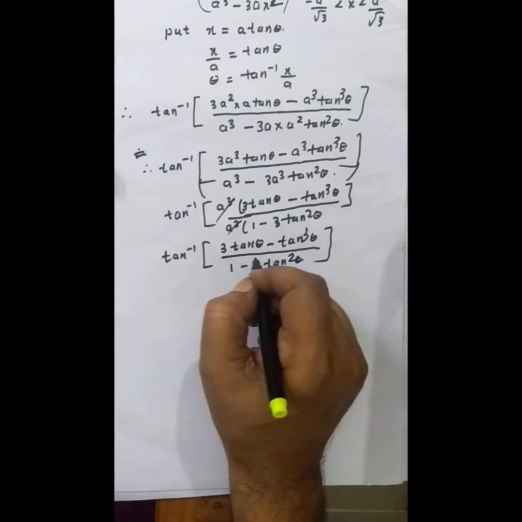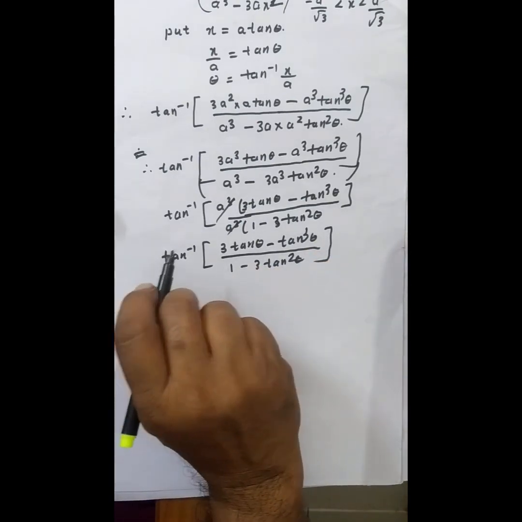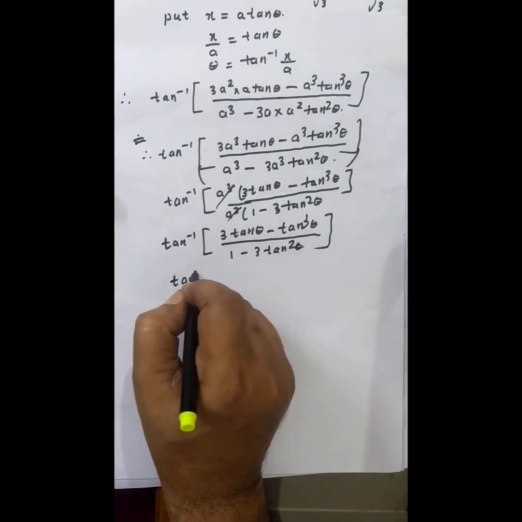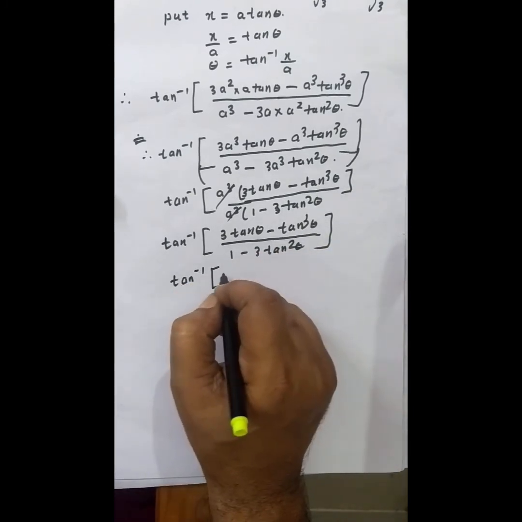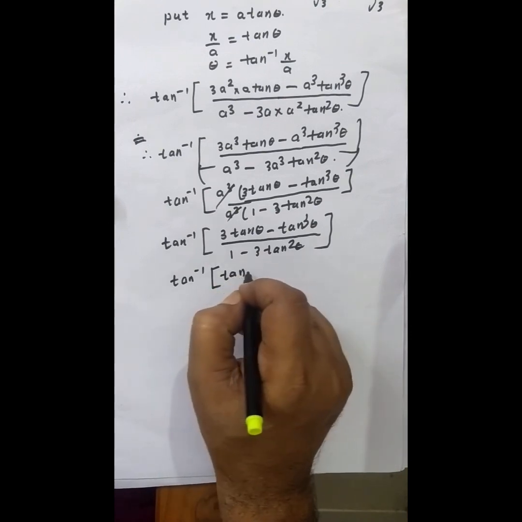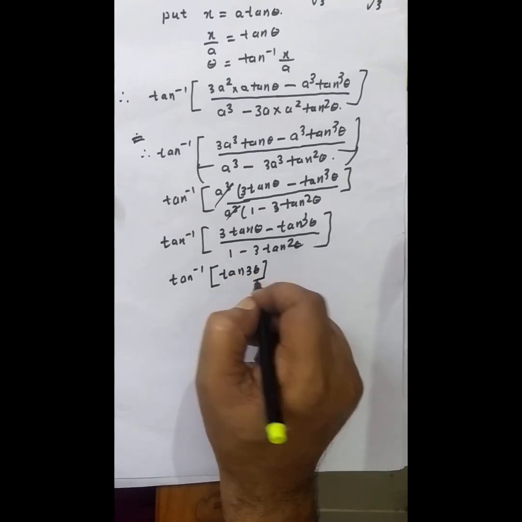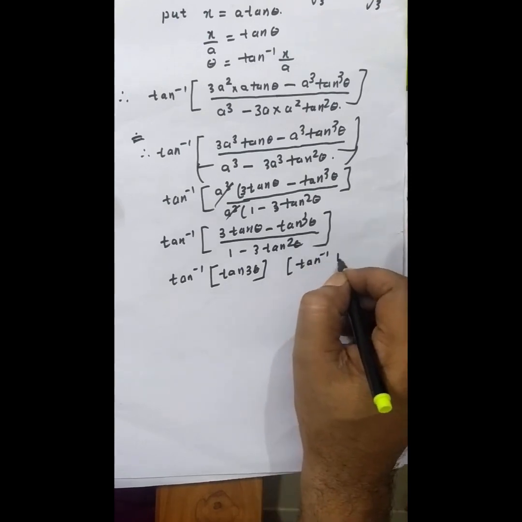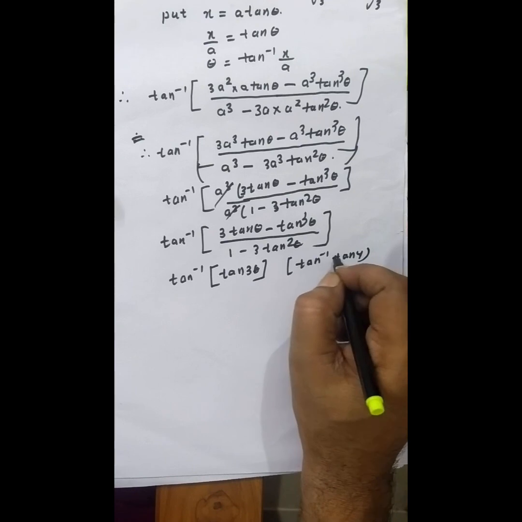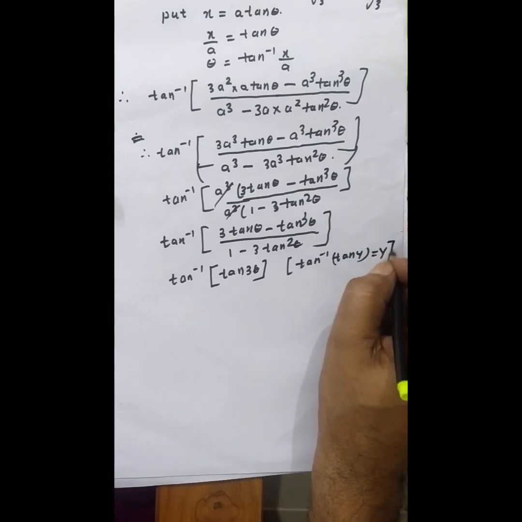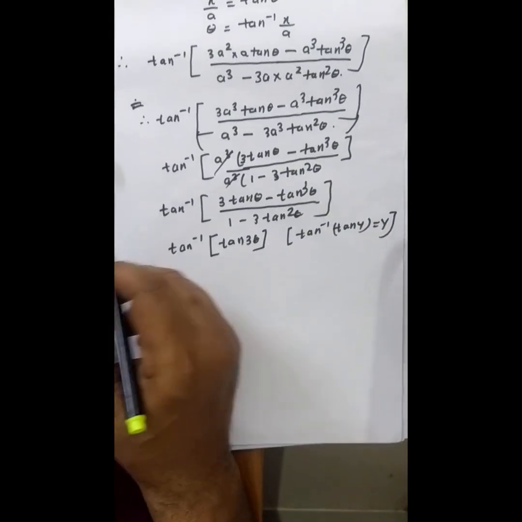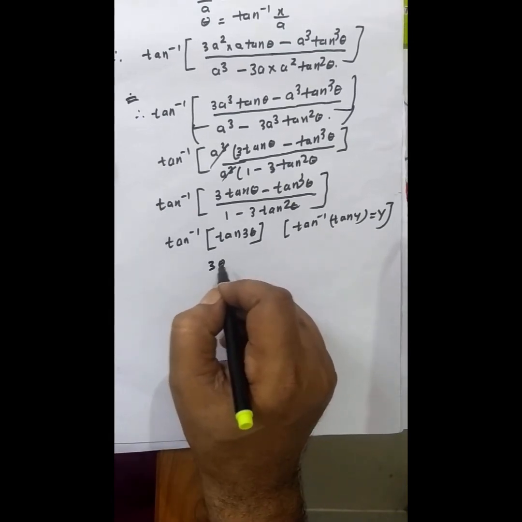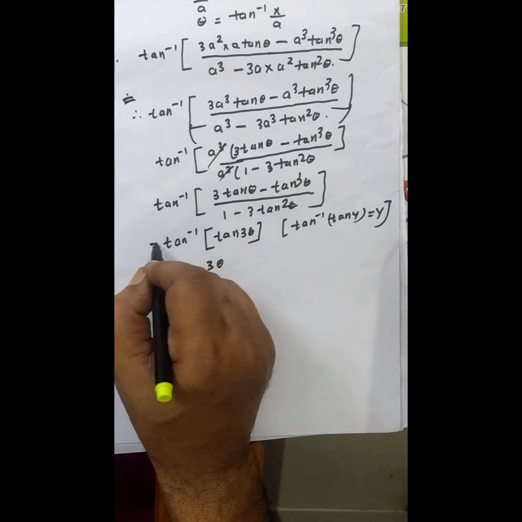Now what is 3 tan theta minus tan cube theta divided by 1 minus 3 tan square theta? This particular bracket is the expansion of tan 3 theta. So it is tan inverse of tan 3 theta. Now it is like tan inverse of tan y. What is tan inverse of tan y? Tan inverse of tan y is y. So tan inverse of tan 3 theta will be 3 theta.